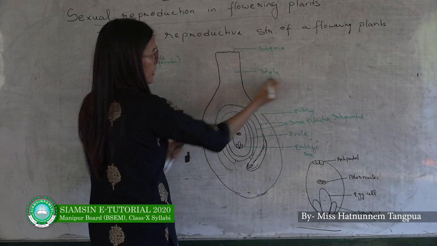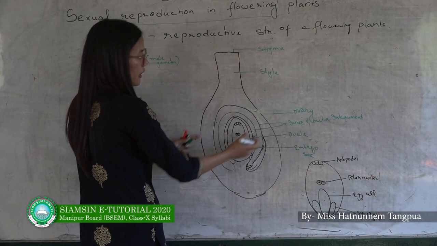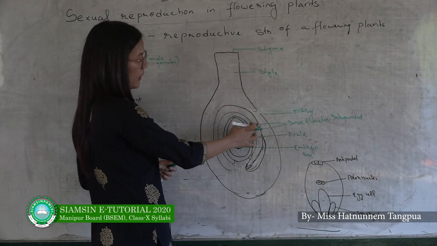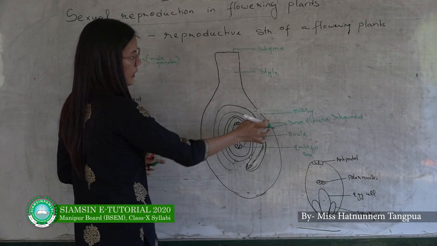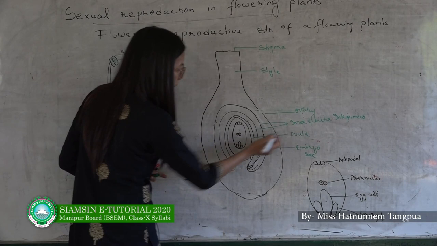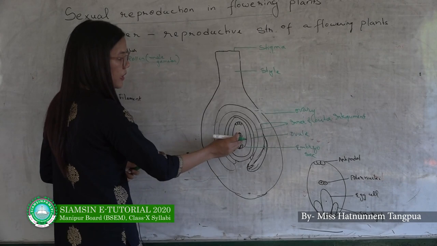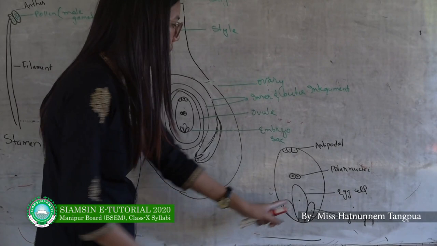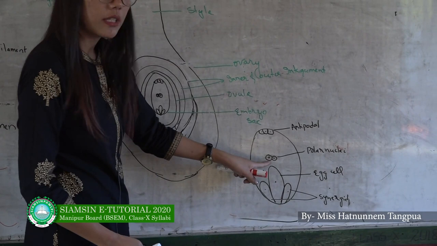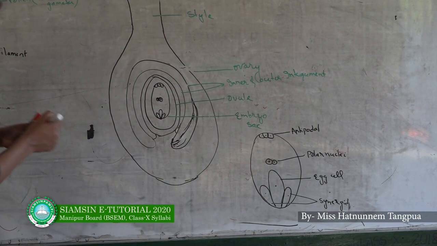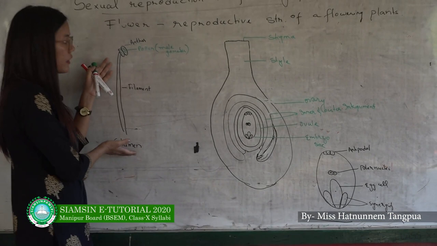The swollen part is the ovary. Inside it there are the outer integument and the inner integument, and inside them the ovules are present. Inside the ovule there is the embryo sac. In the embryo sac there is one egg cell, which is surrounded by two cells known as synergids, and two polar nuclei, and at the bottom three antipodal cells. This is the male reproductive part, and here is the female reproductive part.